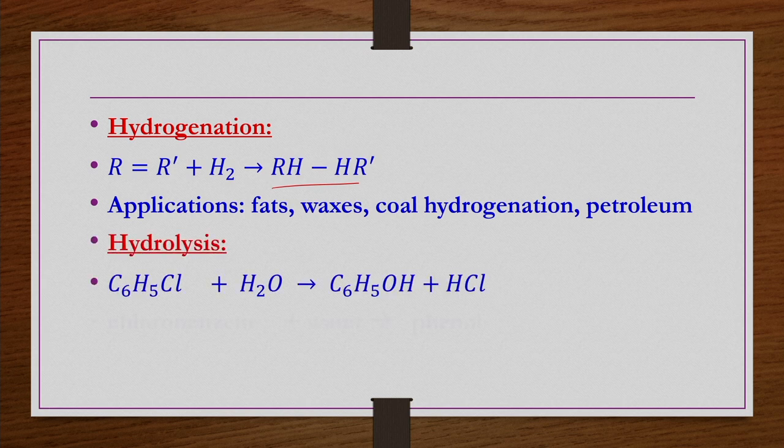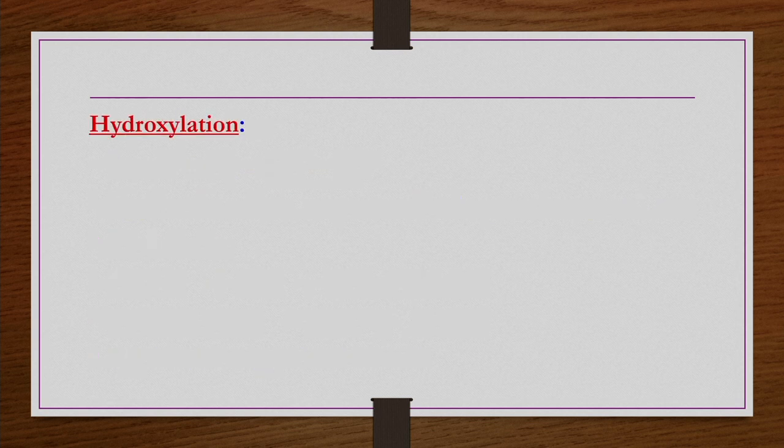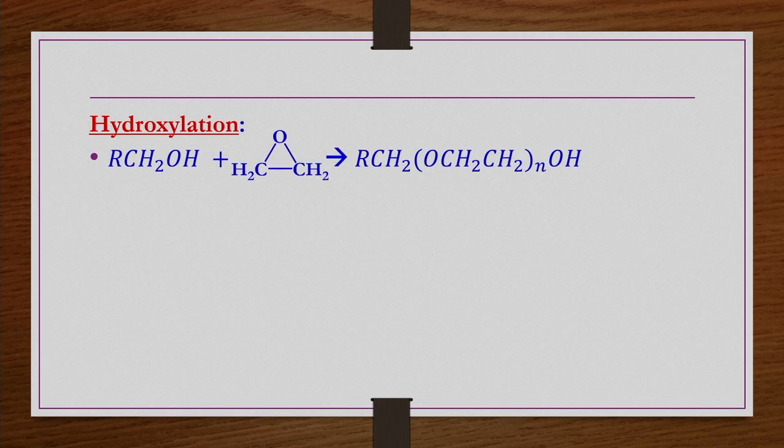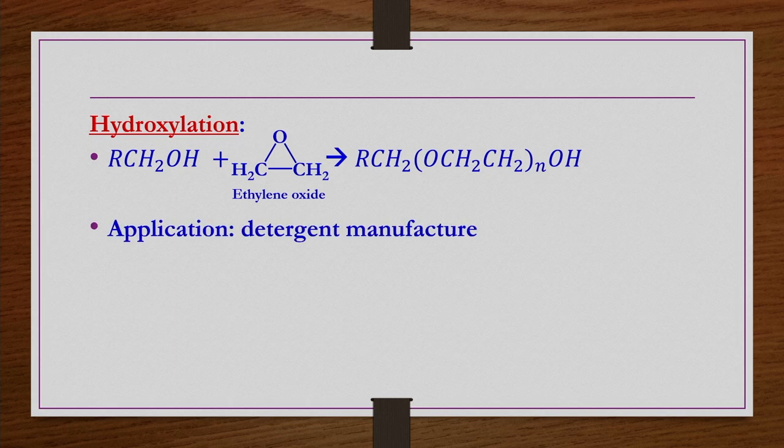Similarly, hydrolysis is one type of reaction where an example is chlorobenzene reacting with water to get phenol. Then hydroxylation is another type of reaction where, let us say, one alcohol is reacting with ethylene oxide, then you are producing a bigger alcoholic component like this. So these you can find in detergent manufacturing industries as application.